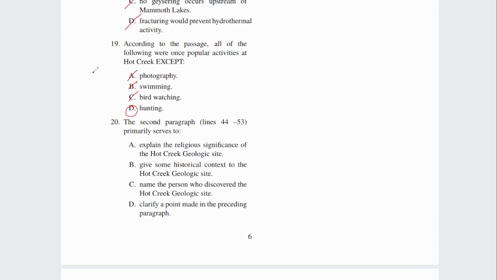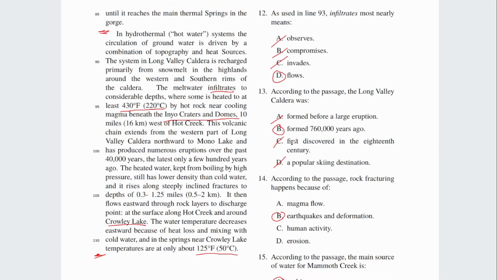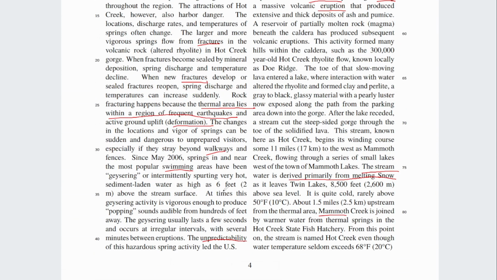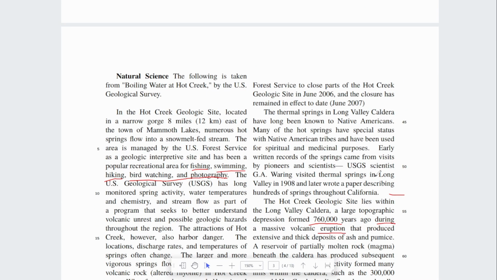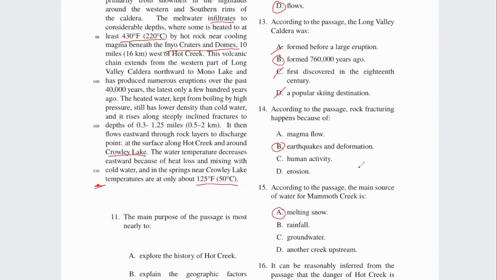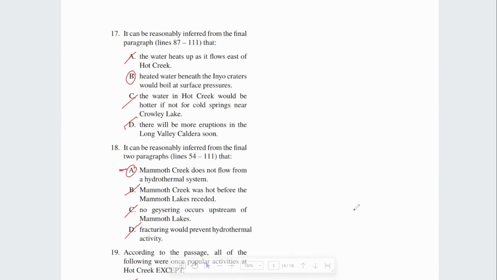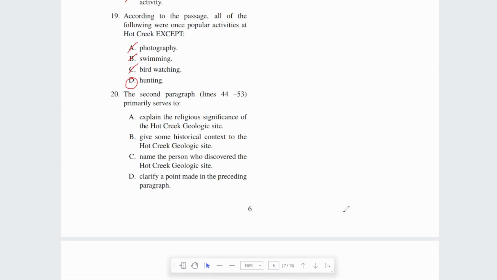So, okay, we have two questions left. The second paragraph, lines 44 to 53, serves primarily to what? Okay, lines 44 to 53. So this is a nice short little paragraph, and we can read through it very quickly. And I think what we're hearing here is we're trying to discuss the history to the Native Americans and to G.A. Waring of the Long Valley caldera. Okay, that's what I think the purpose is. Let's see if we have that answer choice in the question.